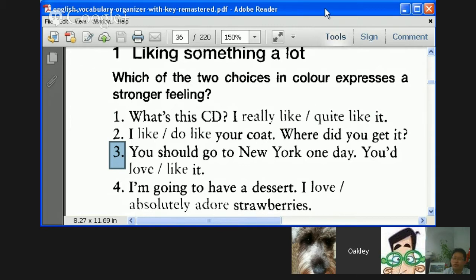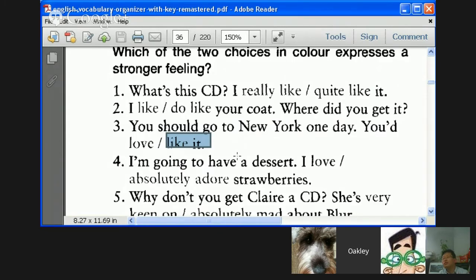Jackie, can you give me an answer here? You should go to New York one day. Which is stronger? You'd like it or you'd love it? Like or love? Oh, he's busy. I think he's talking to a client or something. All right, Jorge, back to you. I think you should go to the New York one day.